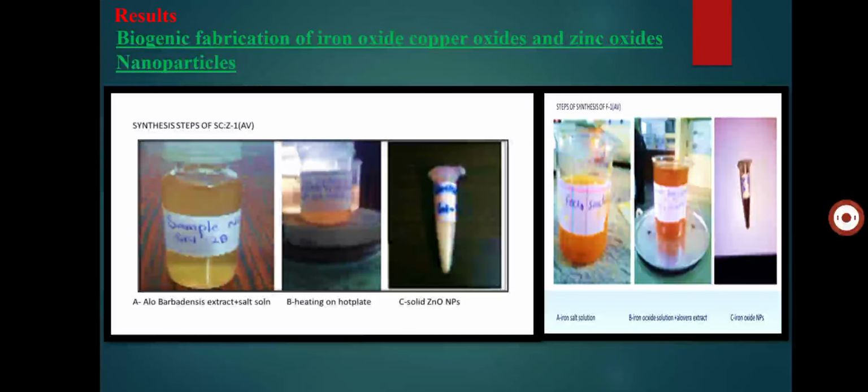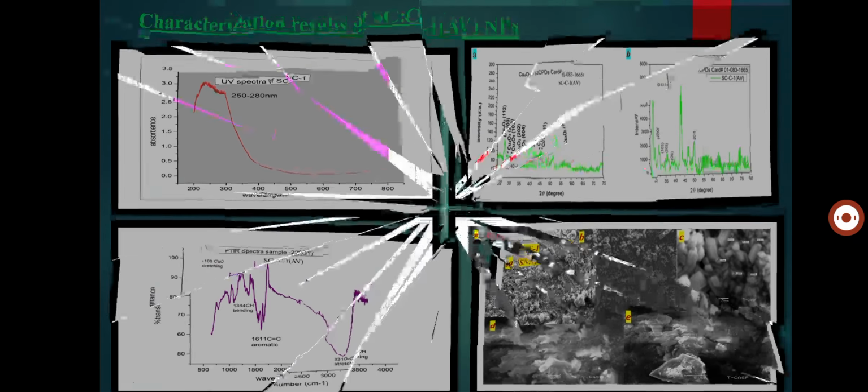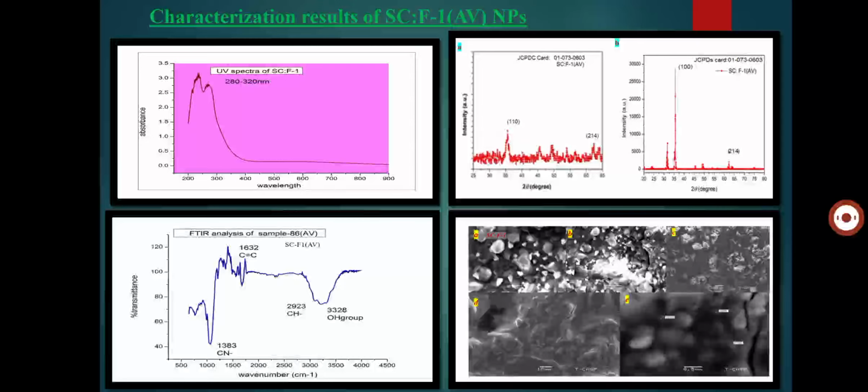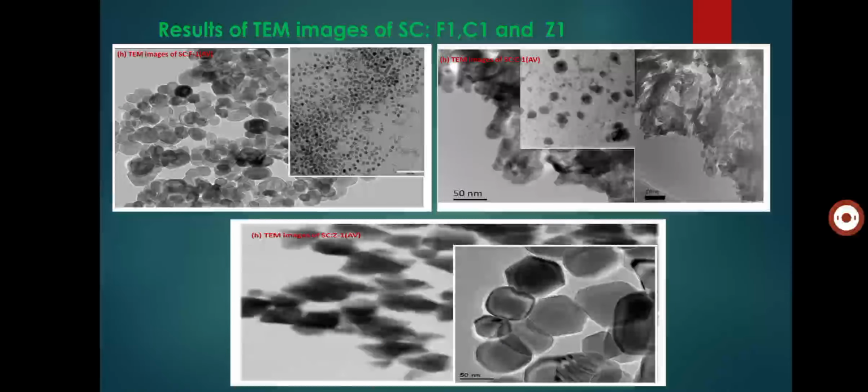Here is the biological fabrication of iron oxide nanoparticles and zinc oxide nanoparticles. Here are the characterization results of the copper nanoparticles made by aloe vera: UV spectrum, FTIR spectrum, and the SEM and TEM results. Here are the characterization results of iron oxide nanoparticles, and the same for the third, zinc oxide nanoparticles. This is the histogram results of the three nanoparticles. Here are some results of images of the three particles, iron, copper, and zinc oxide nanoparticles, with the size ranges.